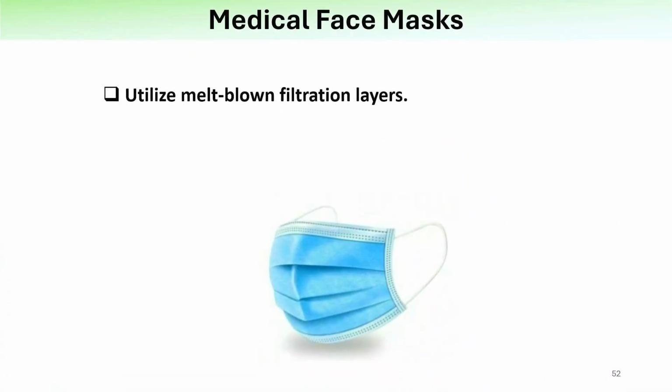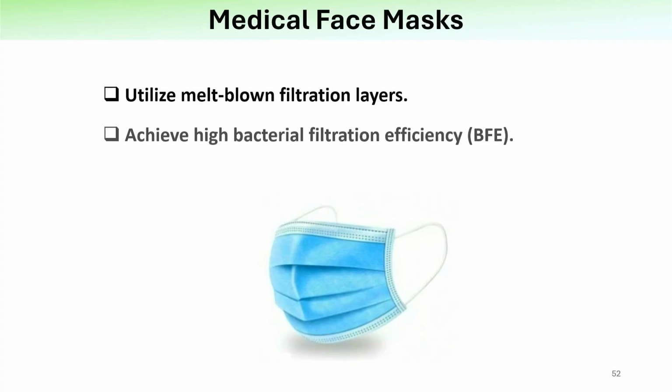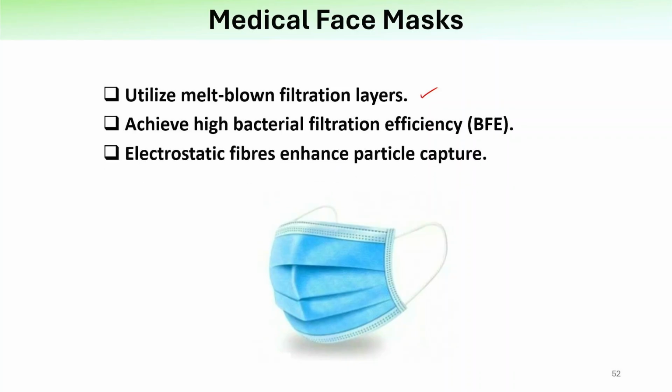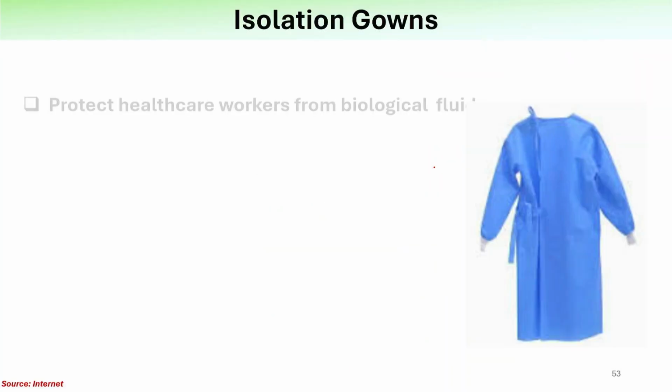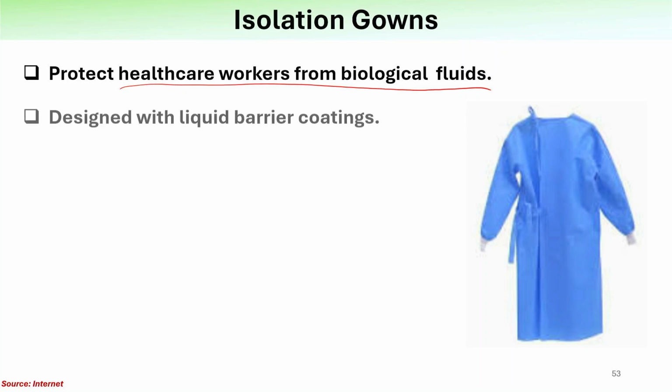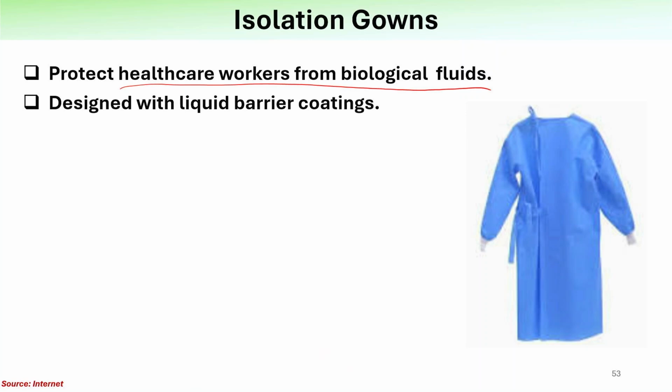Medical face masks we have all discussed in the air filtration in detail. They utilize melt blown fabric, which achieves high bacteria filtration. Electrostatic fibers enhance the particle capture efficiency. Isolation gowns protect healthcare workers from biological fluids where there is a chance of any fluid. So, this type of isolation gowns are used, designed with liquid barrier coating.